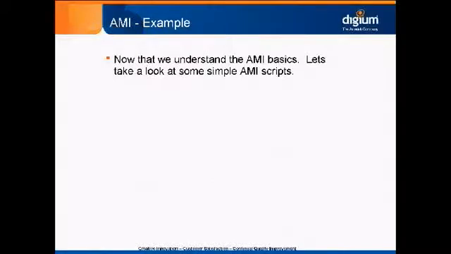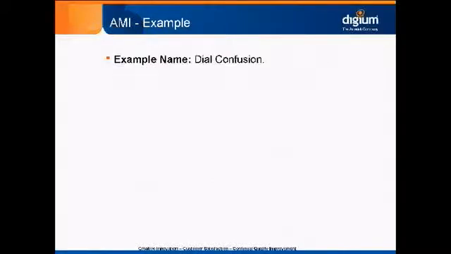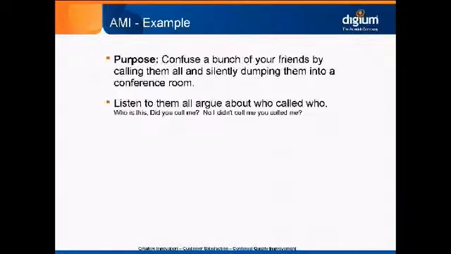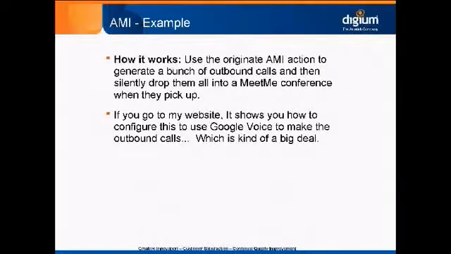This one's called dial confusion. This is another probably not practical example, but a fun example. The purpose is to confuse a bunch of your friends by calling them all and silently dropping them into a conference room. And then you can listen to them argue about who called who, and it's just fun. How it works: we're going to use the originate AMI action to generate a bunch of outbound calls and then silently drop them into a MeetMe conference room when they pick up.